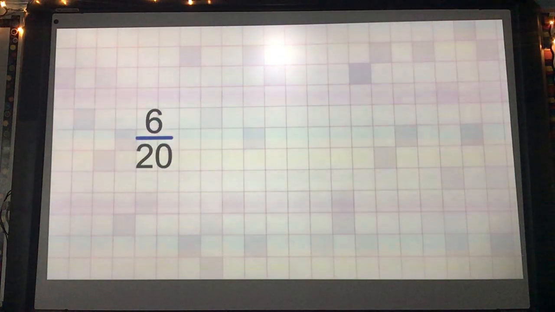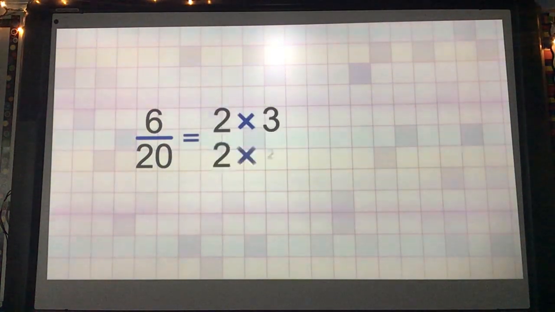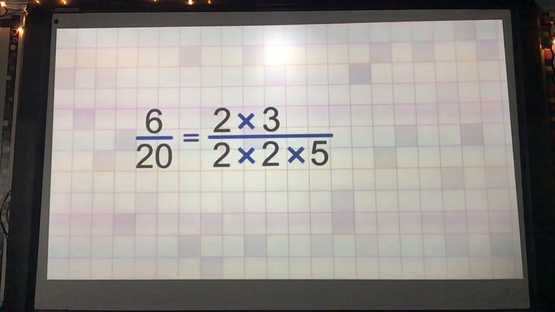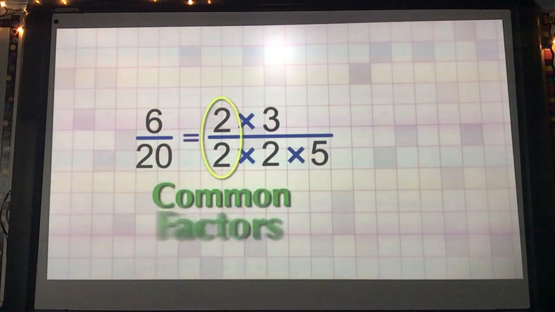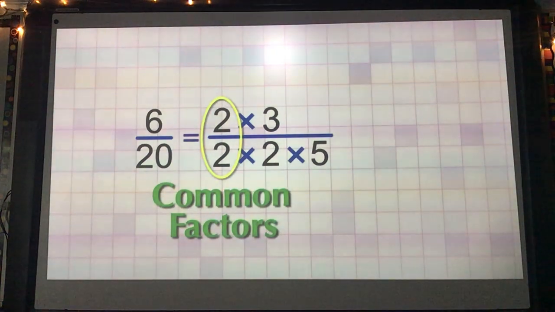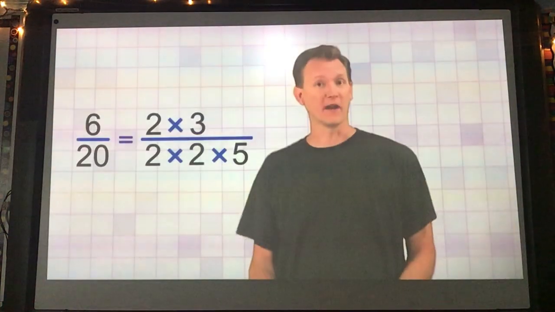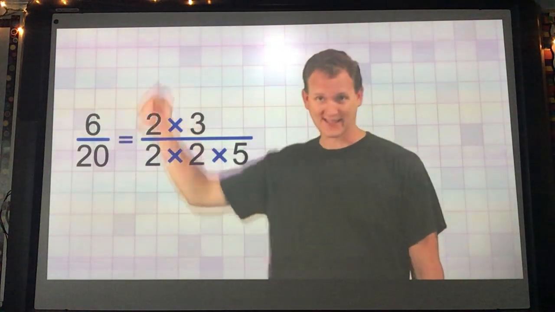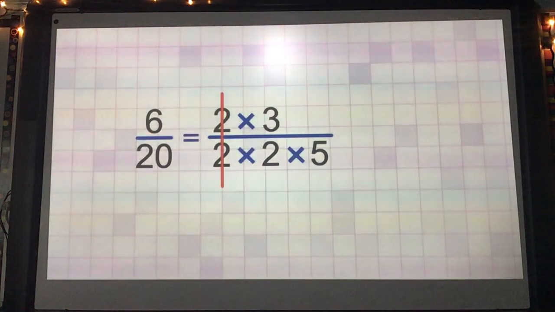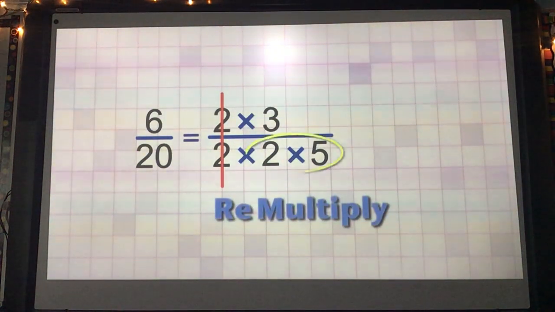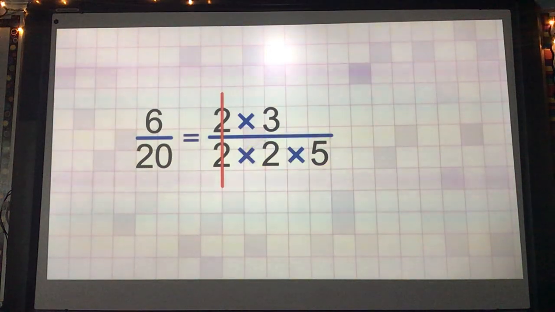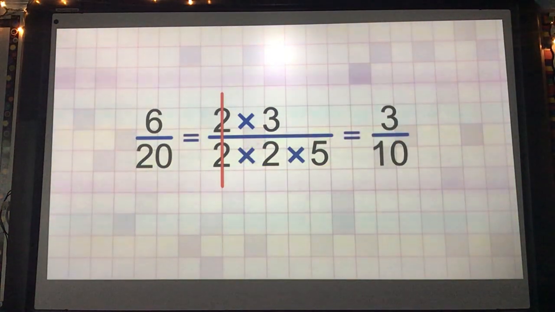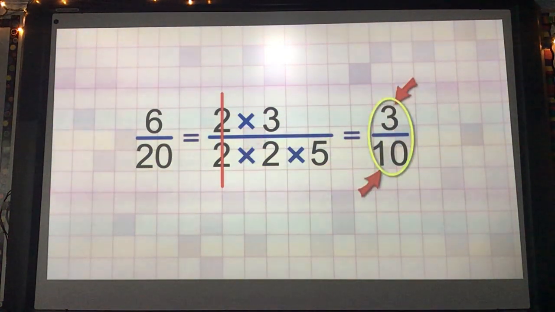First, replace the top and bottom numbers of the fraction with their prime factors. Next, look to see if any of the factors are the same on the top and bottom. If they are, then we call them common factors because there's something that both the top and bottom have in common. If you find a pair of common factors, you can cancel them out. Just draw a line through them, like this. And last, once all the common factors have been canceled, you need to remultiply any factors that are left over on the top or bottom. This makes sure that you end up with only one number on the top and bottom of your simplified fraction.